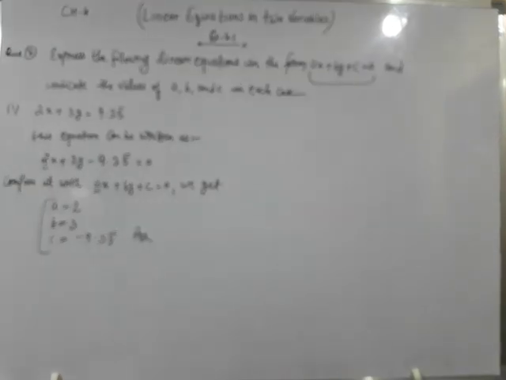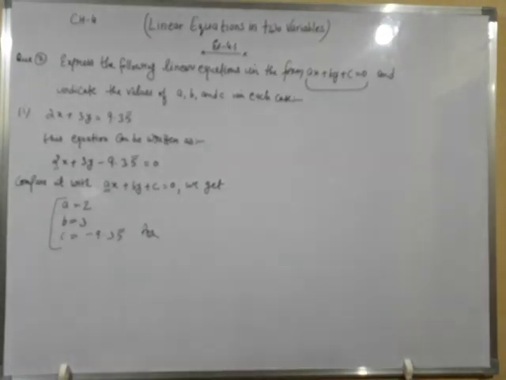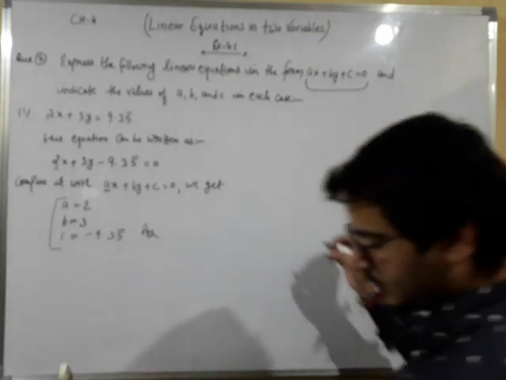You have to do two things in this question. First, you will express the given linear equation in two variables in its standard form, and by comparing the given equation with that of standard form, you have to indicate the values of a, b and c in all the parts. So now I am going to solve its second part.